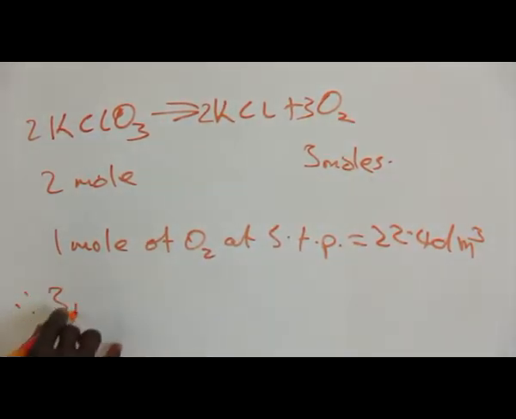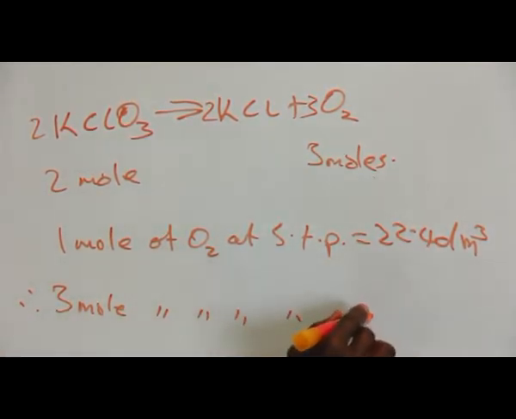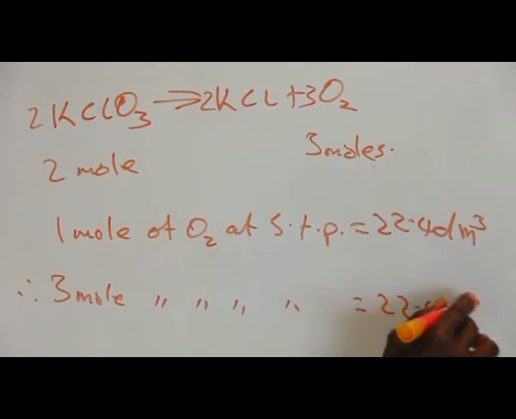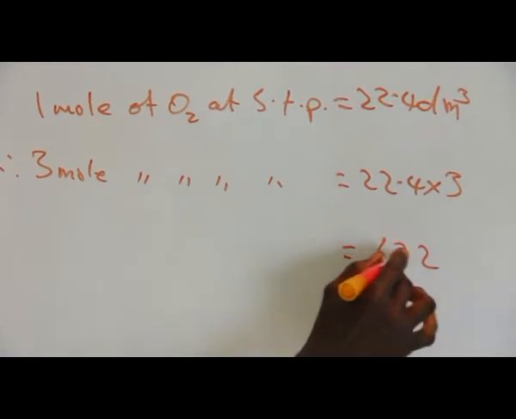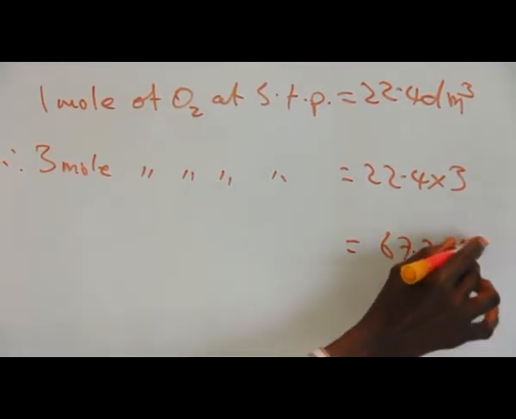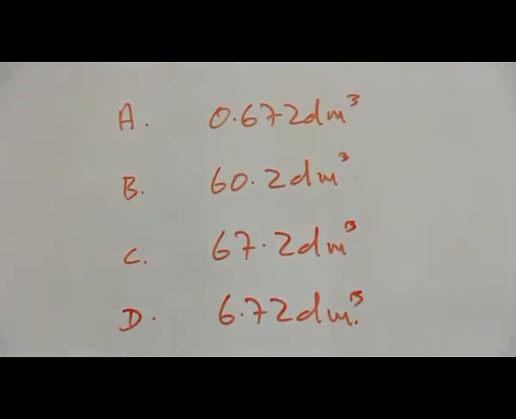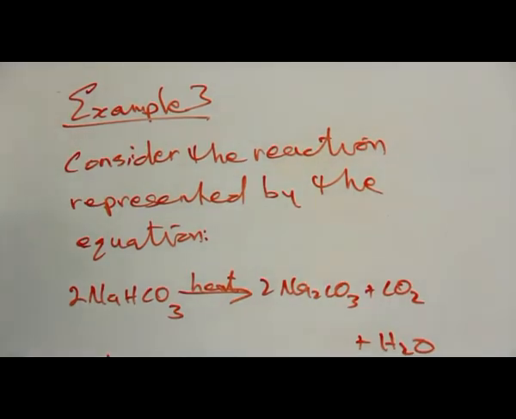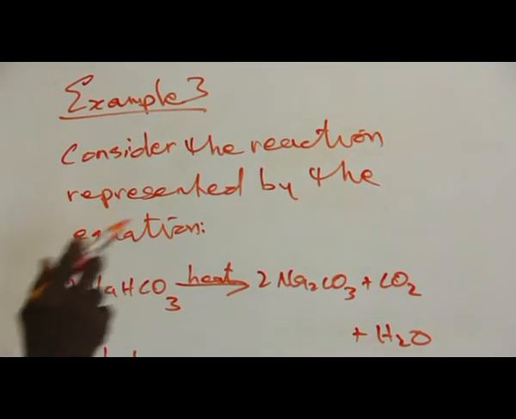Therefore, 3 moles of oxygen at STP occupies 22.4 times 3, which is 67.2 dm³. From the solution obtained on the board, the volume of oxygen is 67.2 dm³, and consequently the correct option is C. Let's consider the third illustrative example. It reads, consider the reaction represented by the equation.